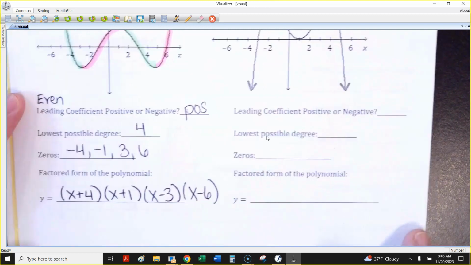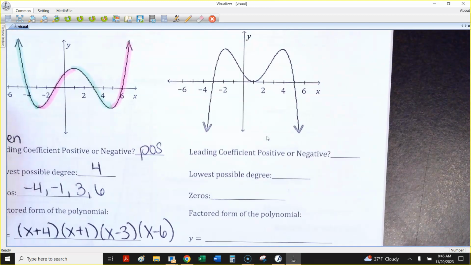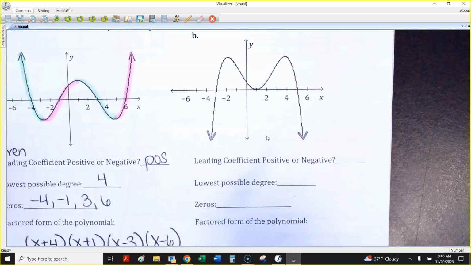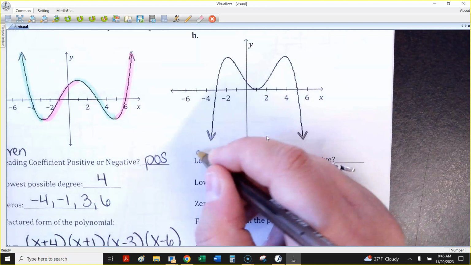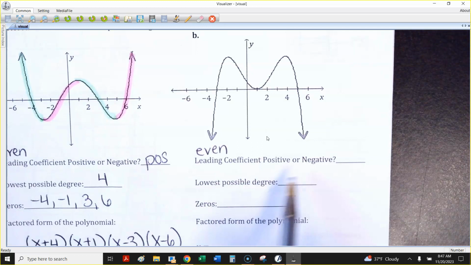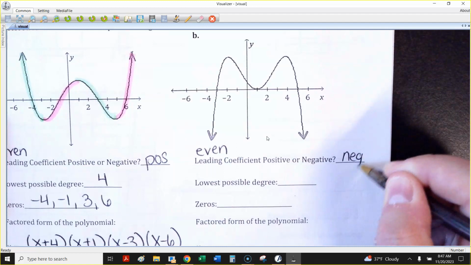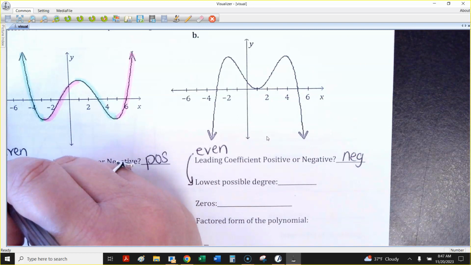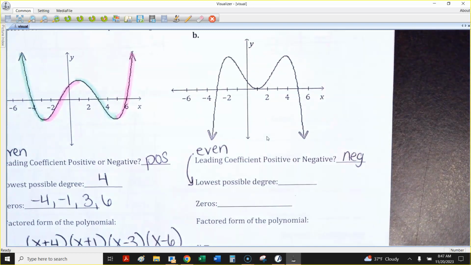Okay. Let's look at this one right next to it. Would you tell me this is odd or even for the degree? What do you think? Has to be even because they both go the same direction. Is the leading coefficient going to be positive or negative? Got to be negative because you're going down to the far right. So the even goes with the lowest possible degree. Whatever it's going to be, it's got to be like 2, 4, 6, 8. If I get 5 for my degree, then I messed something up here.